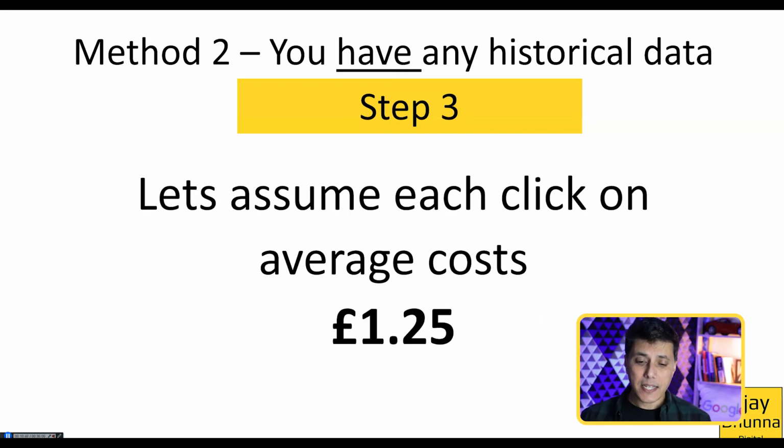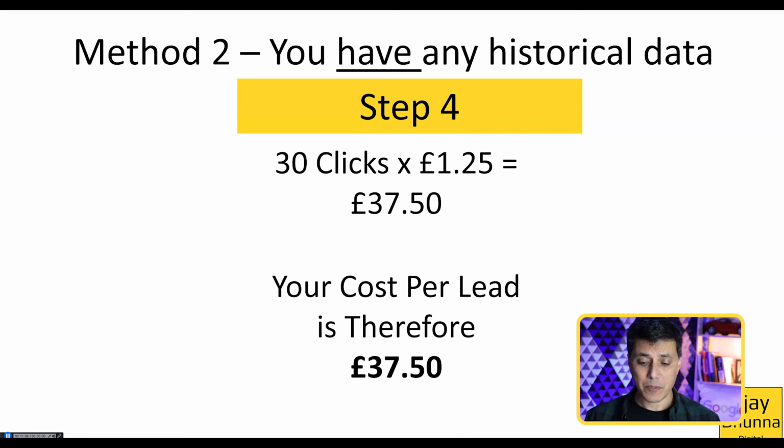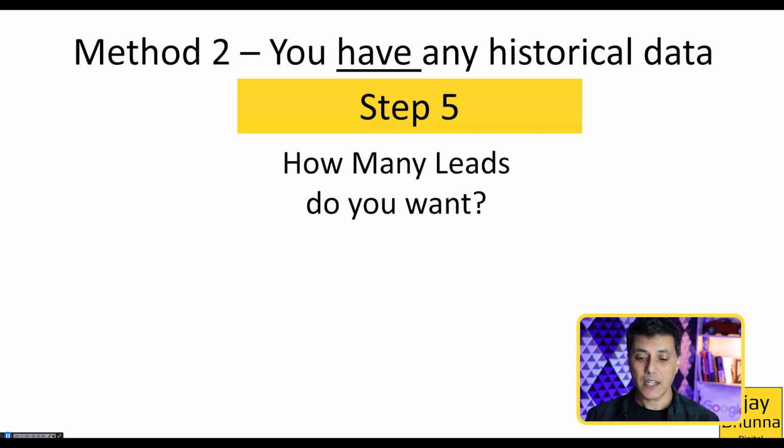Then let's assume that the average cost per click is £1.25. So we say 30 multiplied by £1.25 is £37.50. So that means for every £37.50 you spend, you're going to get one lead. If that's the case, your cost per lead is £37.50. Then you ask yourself, how many leads do I want? I know each lead is going to cost me £37.50.